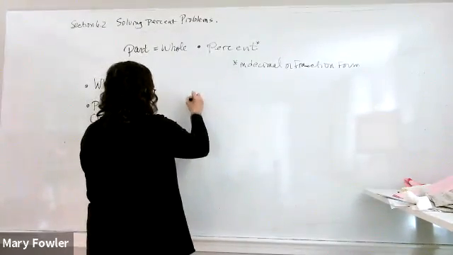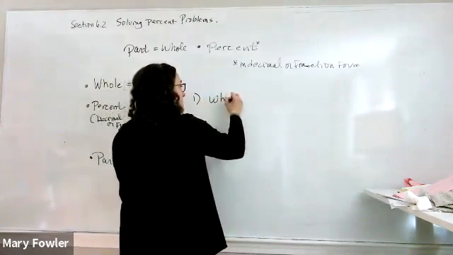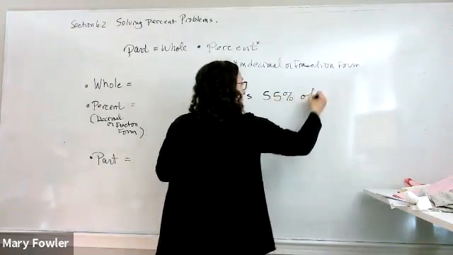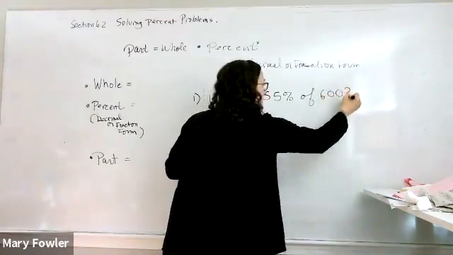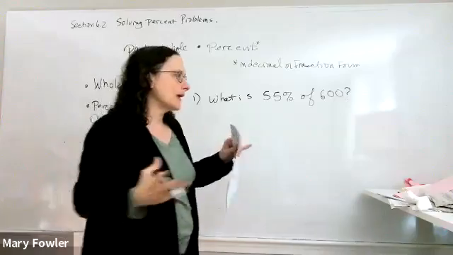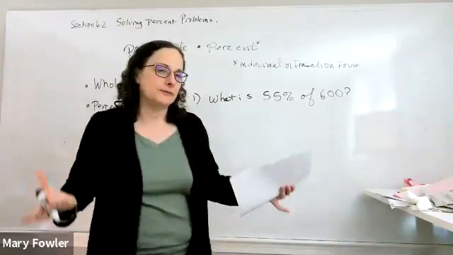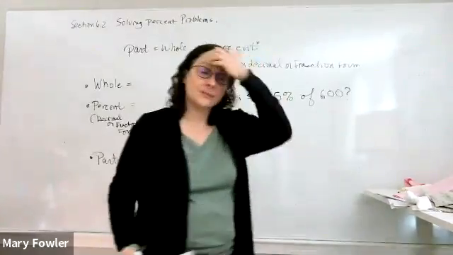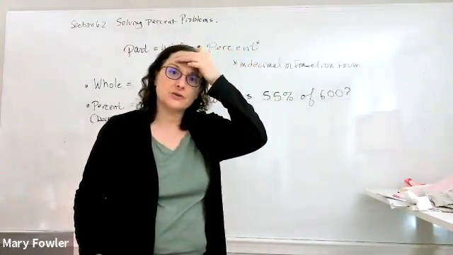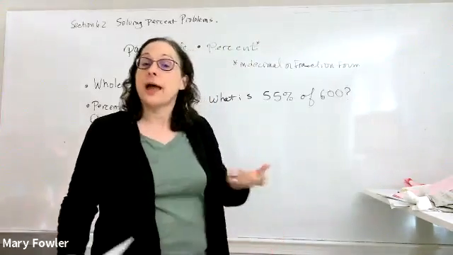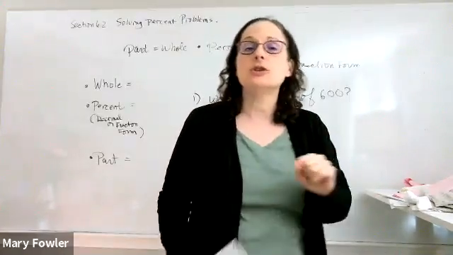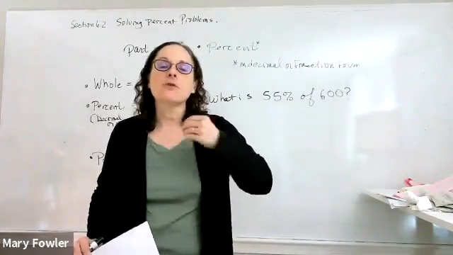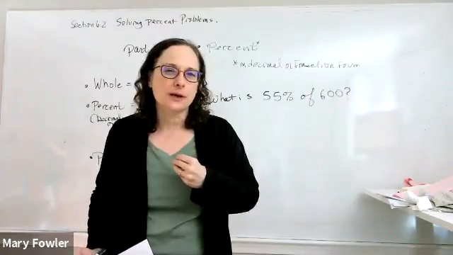So problem number 1 asks, what is 55% of 600? Okay, so we kind of want to think about that. If I had said, what is 50% of 600? Some of you might think, 50% is like half, so it's 300. And that is correct, right? So we just want to have a way of answering that question, even when the percent is not so intuitive.